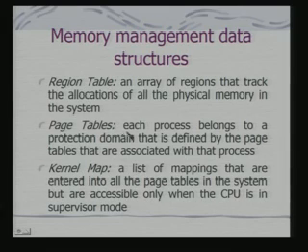Page table: each process belongs to a protection domain that is defined by the page tables that are associated with the process. In fact, each process has a page table associated with it, and that can be associated with a protection domain. That means the protection features with the pages allocated to the process. Then there is a concept of what is called a kernel map. Kernel map is a list of mappings that are entered into all the page tables in the system, but are accessible only when the CPU is in supervisor mode.